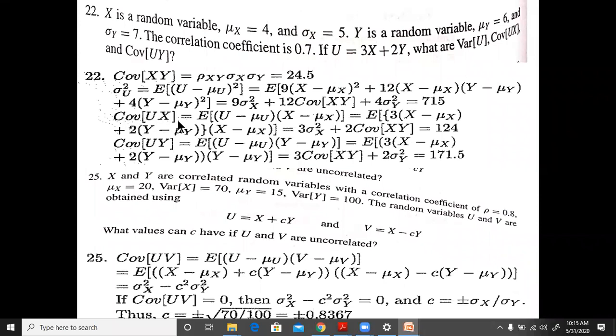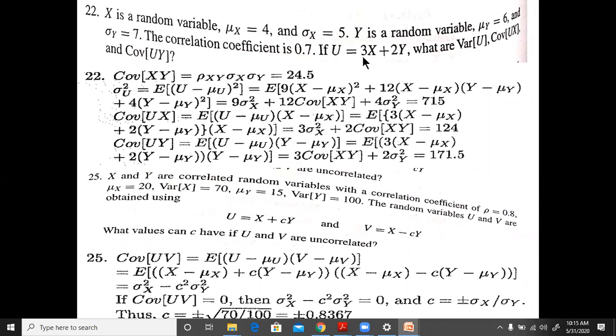Similarly, covariance of ux, we need to write the two terms there, that is e of u minus mu u into x minus mu x. Again, you need to expand this over here, right? You can make the long form of this, or first substitute for u in each case and try to find out the value. So separately you can find mu u also by finding the mean corresponding to this.